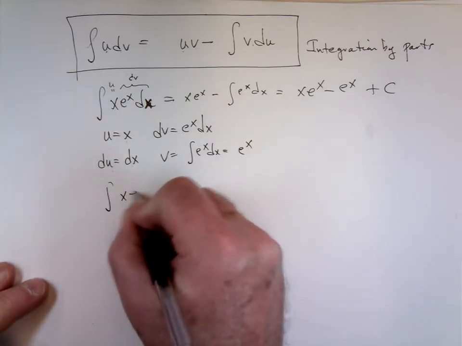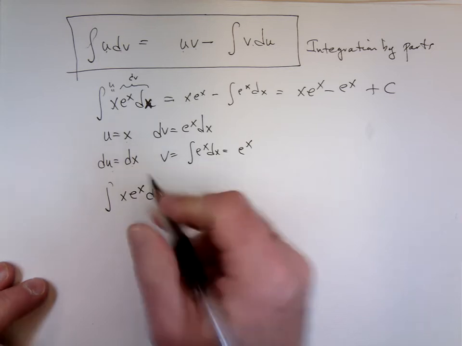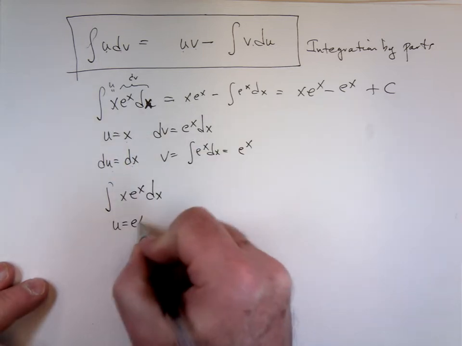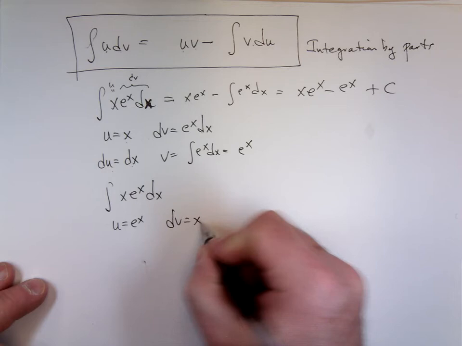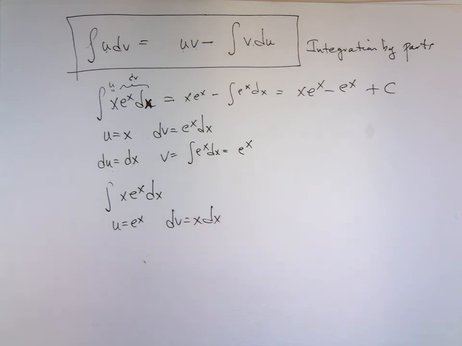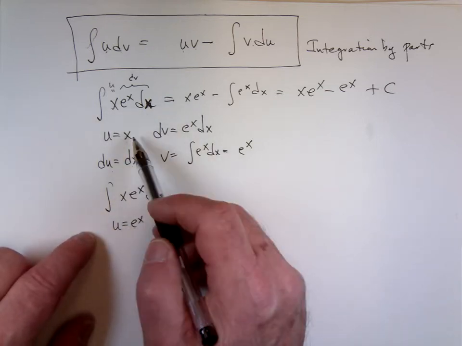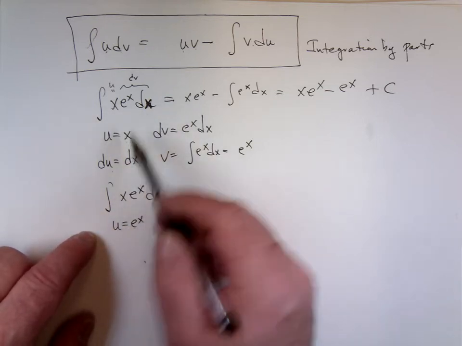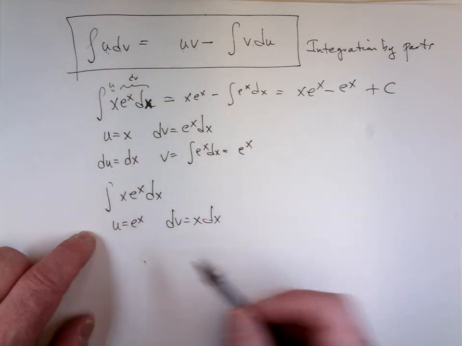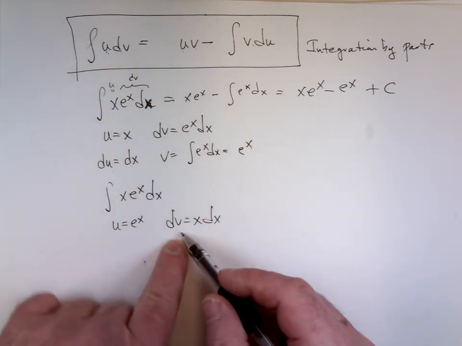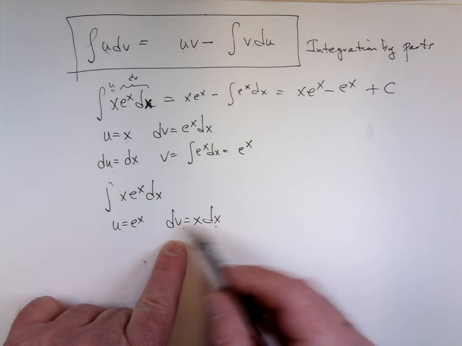Why not let u equal e to the x and the dv equal x dx? Why can't you do it that way? Well, you could. Try it that way. After all, you've got several possibilities for breaking this up. As long as you identify a u and a dv, and when you do the dv, make sure the dx is in there, because the dx has to be in with the dv.